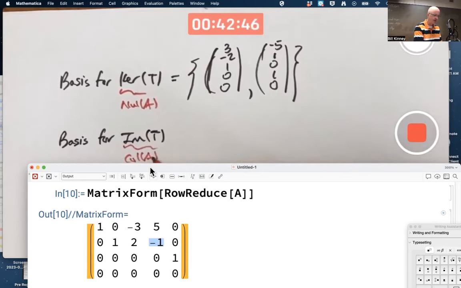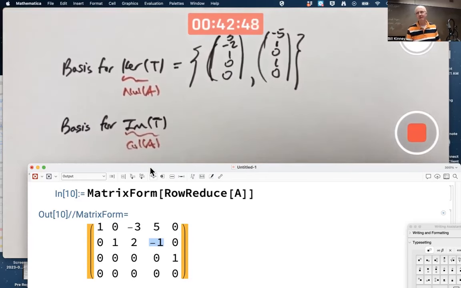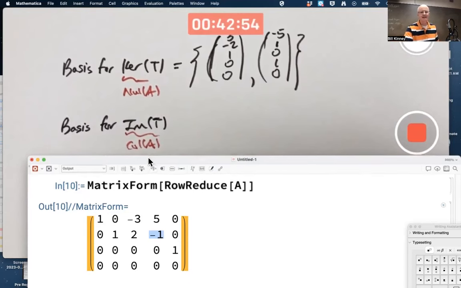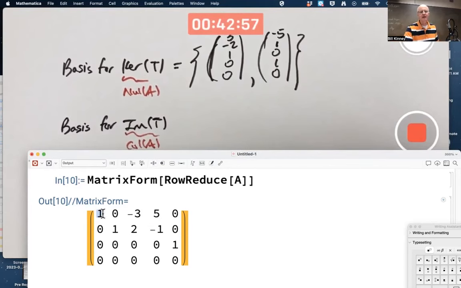With kernel and image, you're focused on the transformation. With null space and column space, you're focused on the matrix. But they're the same thing. What you do, the algorithm is, whichever columns you find in the REF that are pivot columns, here the first, second, and fifth columns are pivot columns where you have the leading ones.